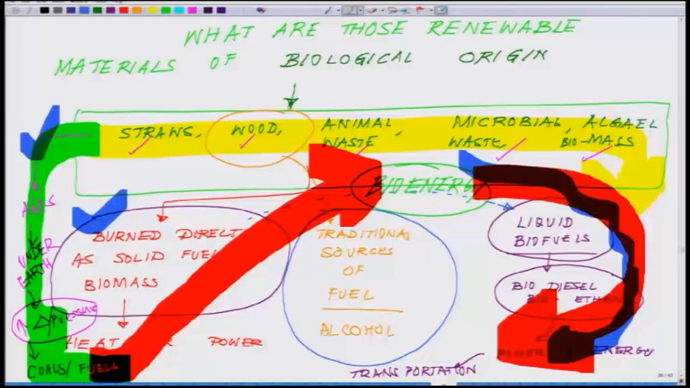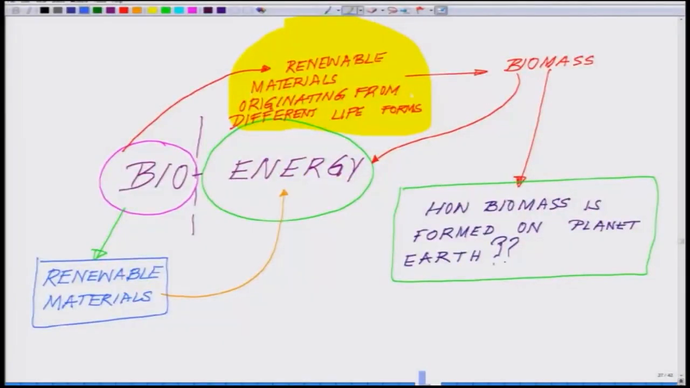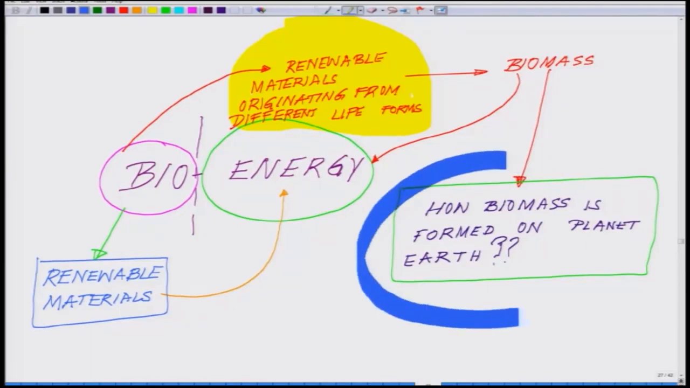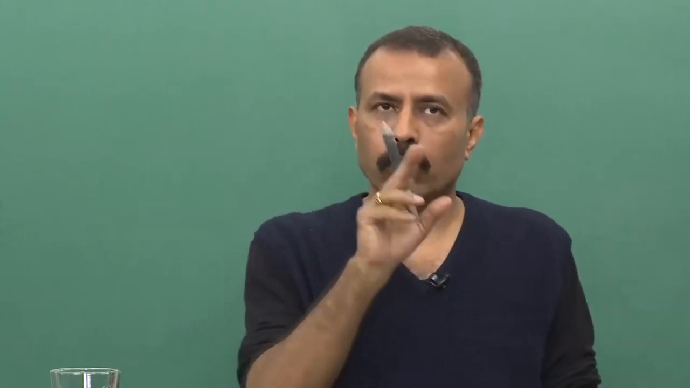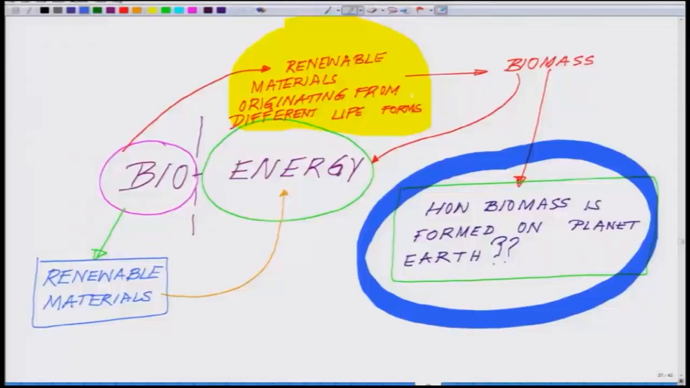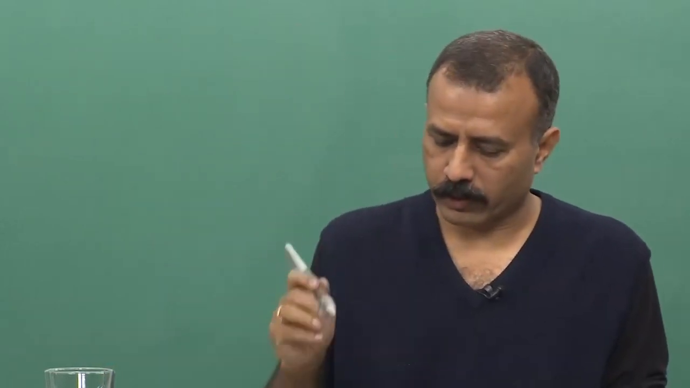Let me go back to the slide again. Here I told you how biomass is formed on earth, because that is your raw material. If you do not know how the biomass is formed on earth, you will not be able to address the question of how to deal with this kind of situation. So, for that, in our next slide we will talk about how biomass formation takes place on the floor of earth. So, let us concentrate on it now.